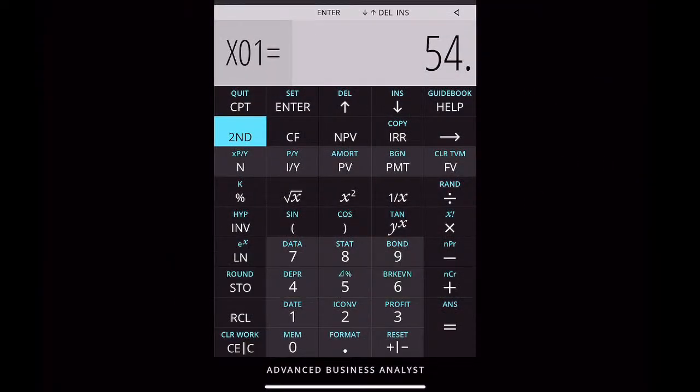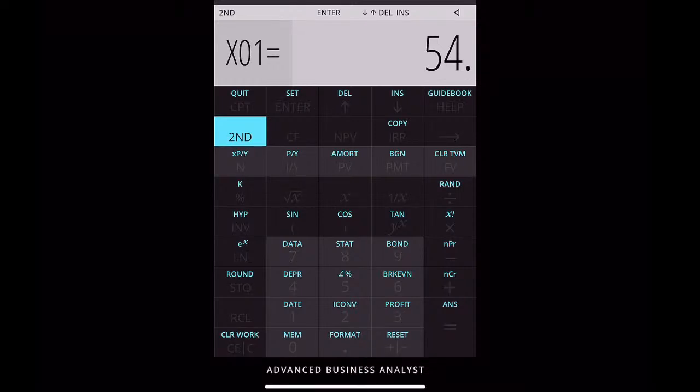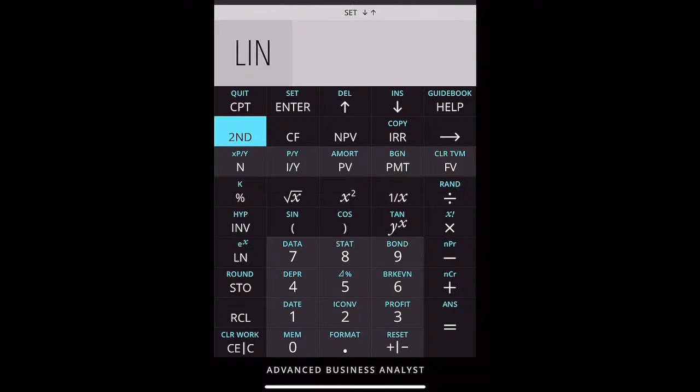Ready? So to see the results, we hit now second stat. Very good. You hit second stat. Yes, you put all the Y's as 1.